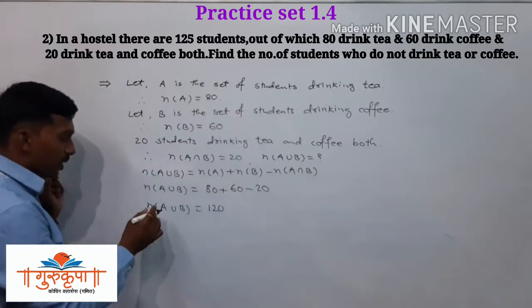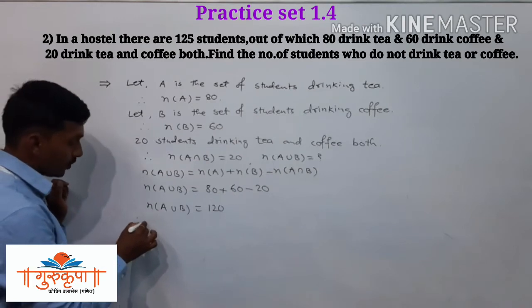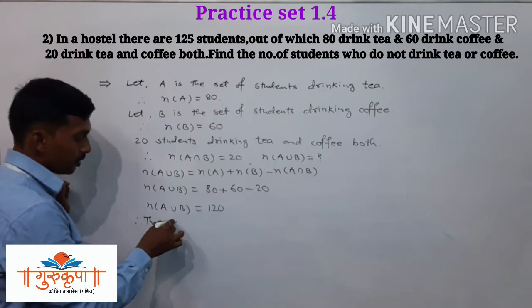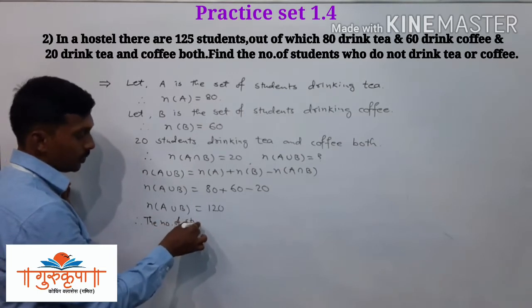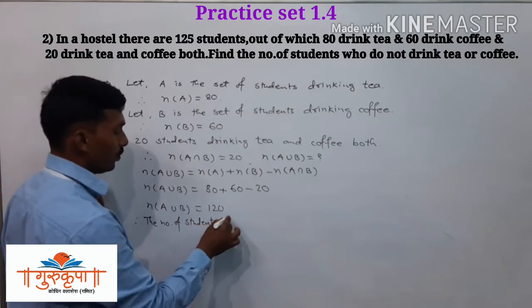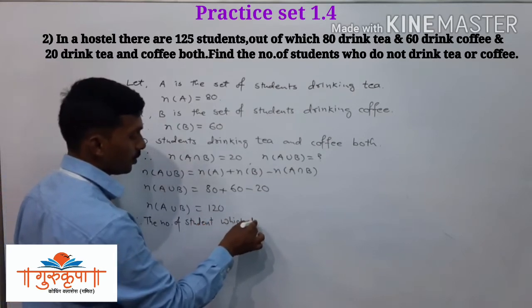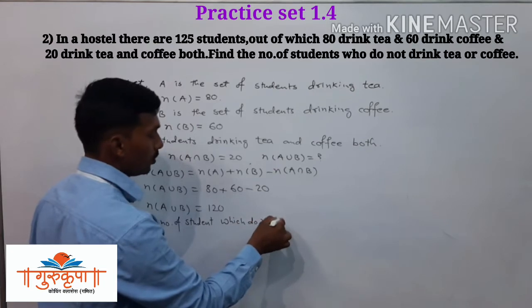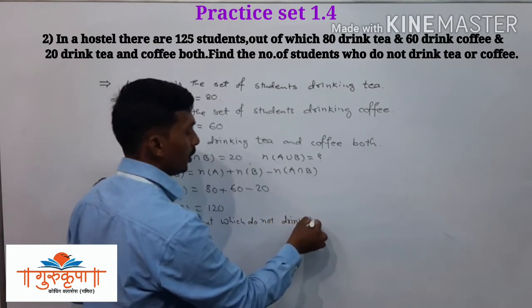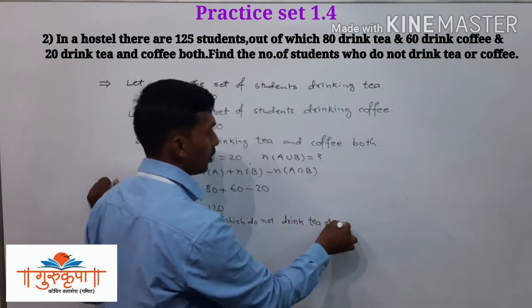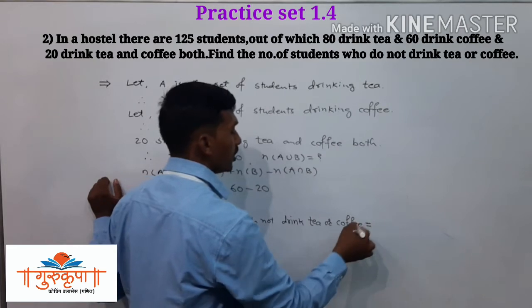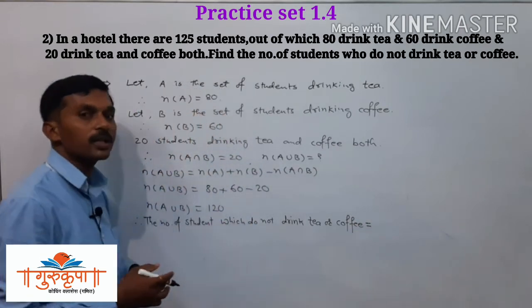So here now you can write, therefore, the number of students which do not drink tea or coffee. We have to find the number of students who do not drink any drink, tea or coffee.